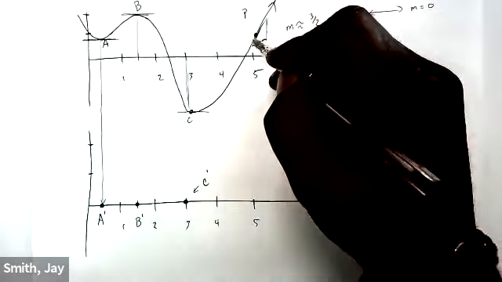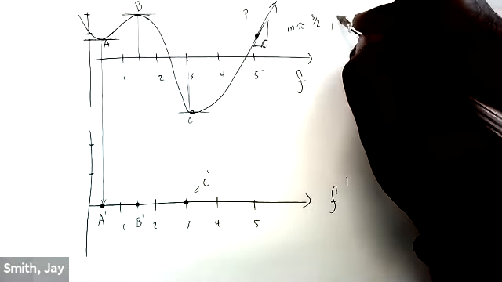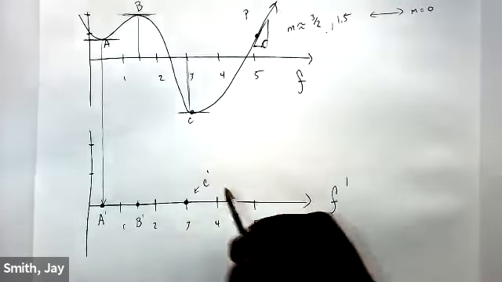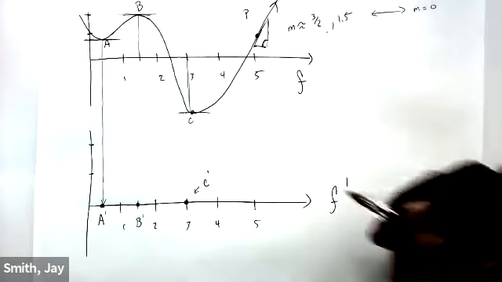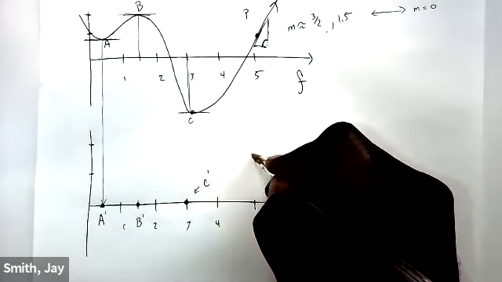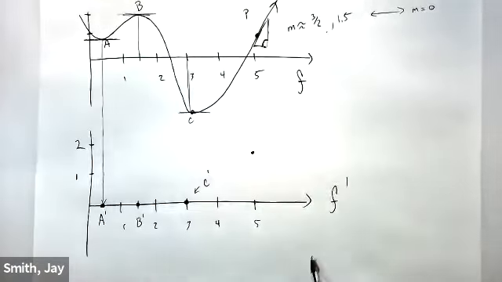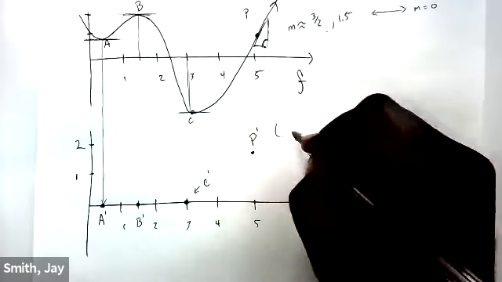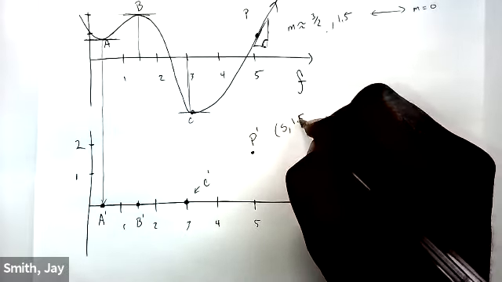So the slope of the tangent line at point P is roughly 3/2 or 1.5. So at 5, we're going to go to 5 on the x-axis on the sketch of this derivative and go up 1.5 units. So if this is 1, this is 2 on the y-axis, 1.5 would be right here. And this would be my point P prime at the ordered pair 5, 1.5.